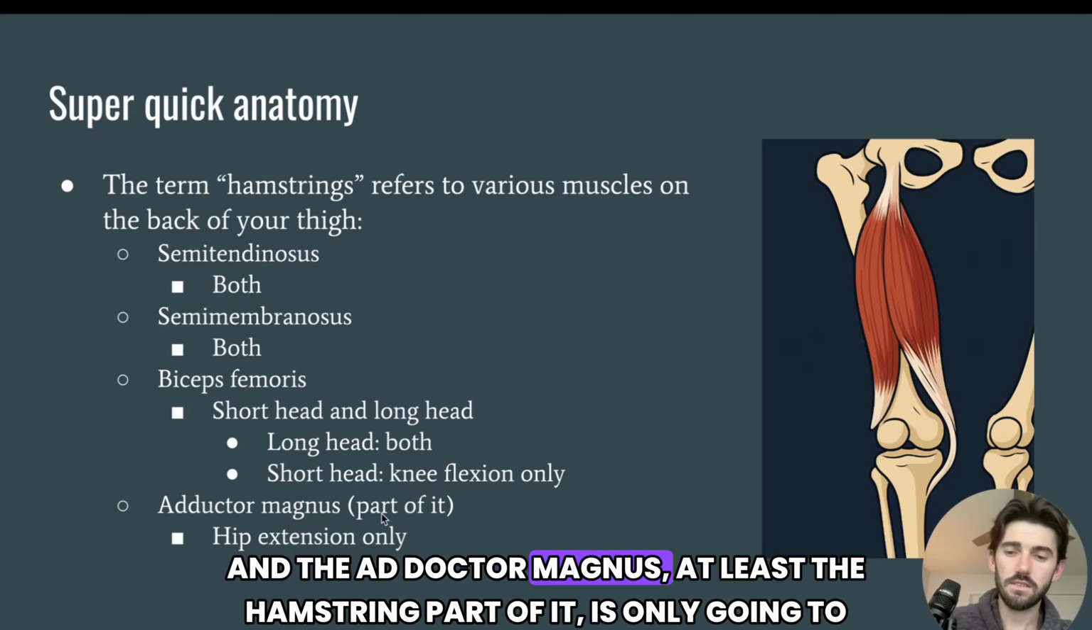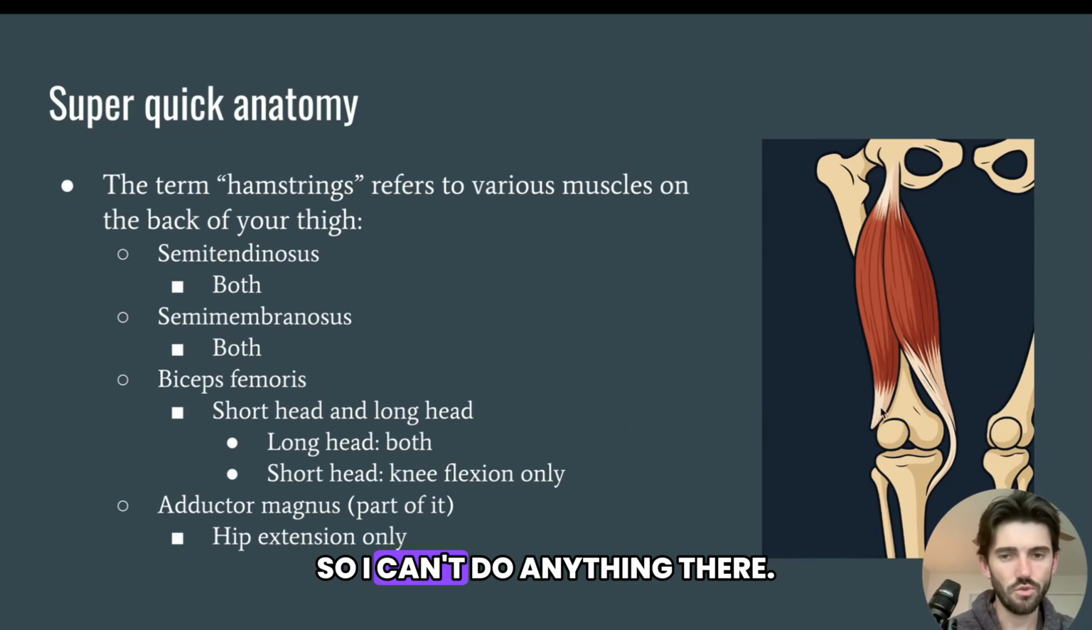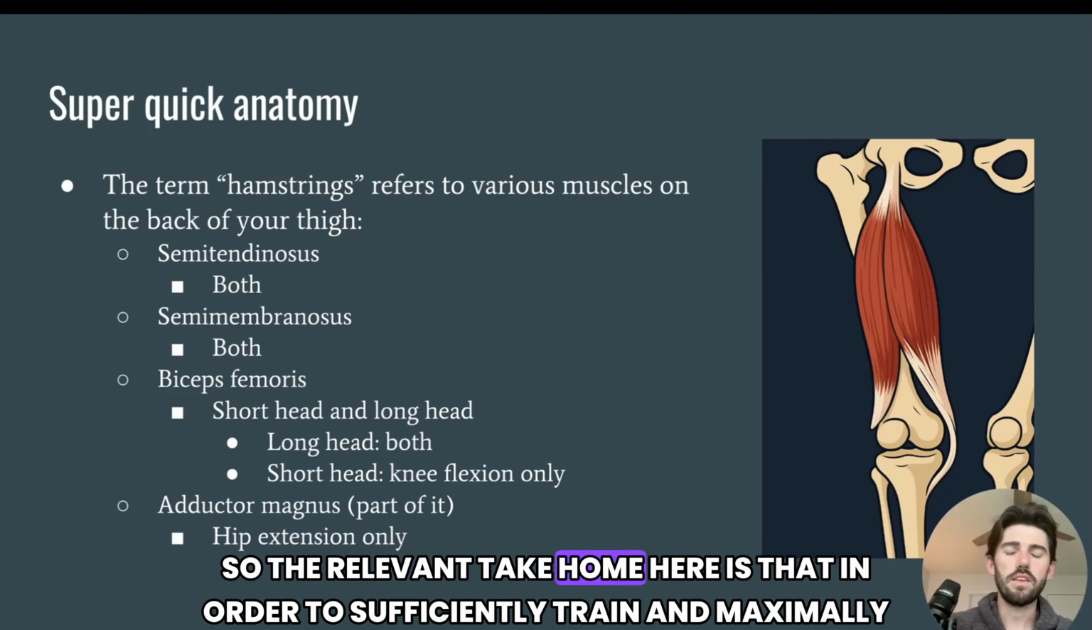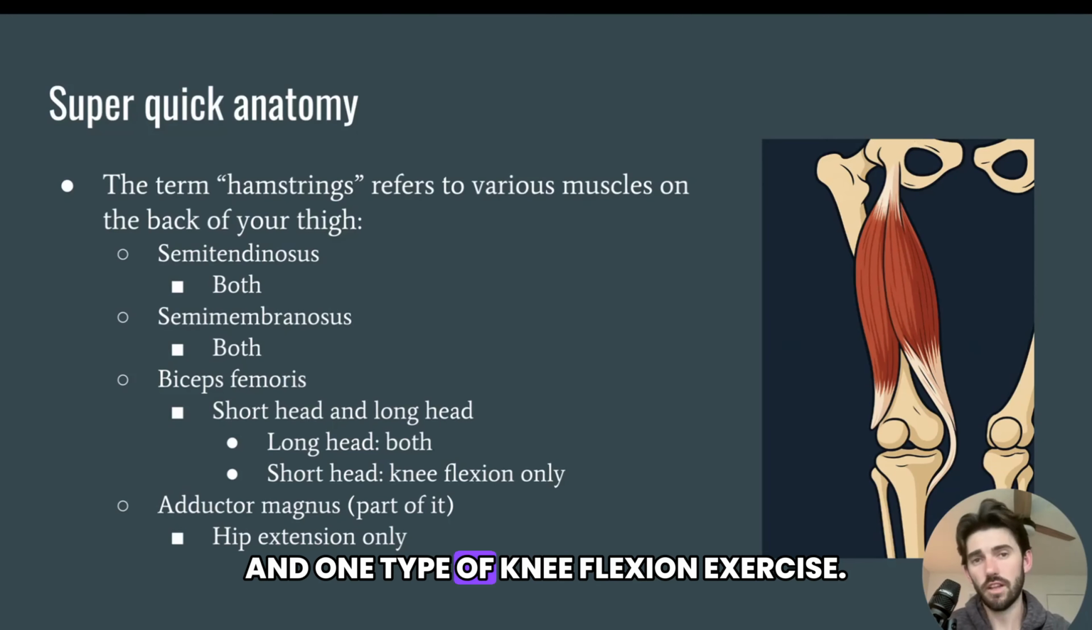And the adductor magnus, at least the hamstring part of it, is only going to contribute to hip extension exercises because it does not cross the knee joint, so it can't do anything there. So the relevant take home here is that in order to sufficiently train and maximally develop all of your hamstrings, you need at least one type of hip extension exercise and one type of knee flexion exercise.